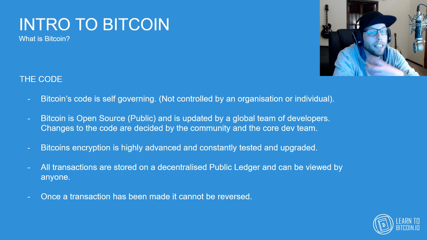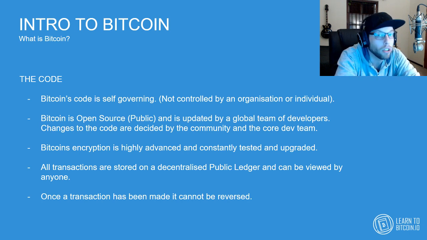Bitcoin's code in itself is self-governing. It's not controlled by an organization or an individual. It's a set of rules that governs itself. Bitcoin is open source and public. It is updated by a global team of developers. The changes in the code, which happen quite often, are decided by the community and the core team of developers.